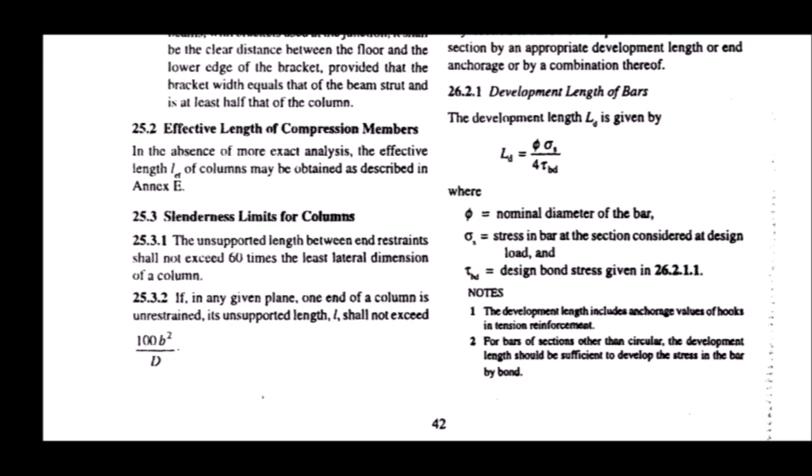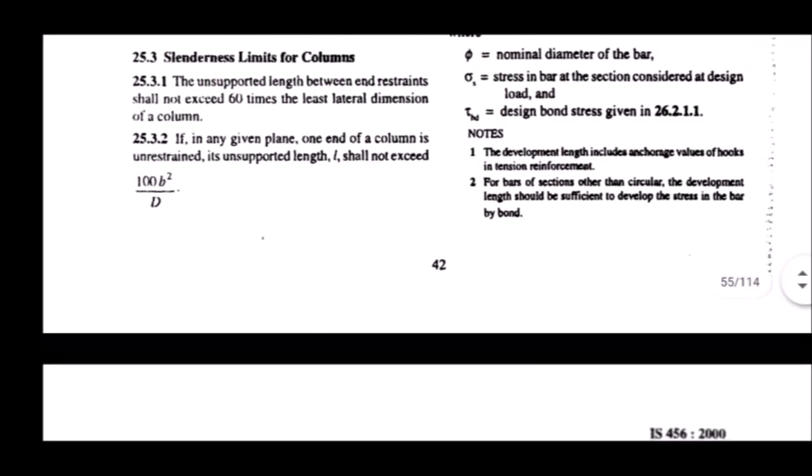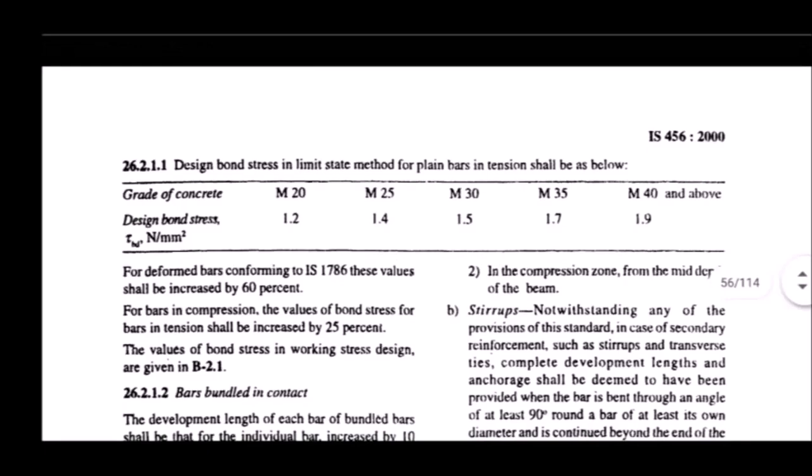So phi, we know, is the diameter of bar. Sigma s is stress in bar at the section considered at design load. Sigma is the abbreviation we use for working stress method, but in case of limit state method, instead of this we use Fy by gamma, and the value of tau bd is given in 26.2.1.1. Let's check the value of tau bd. The value of tau bd for M25 concrete is 1.4 as per this clause.